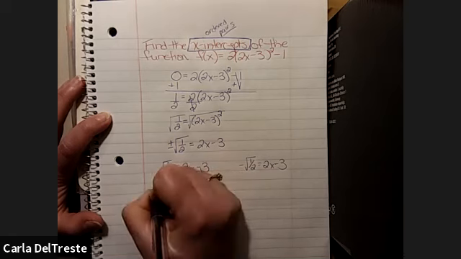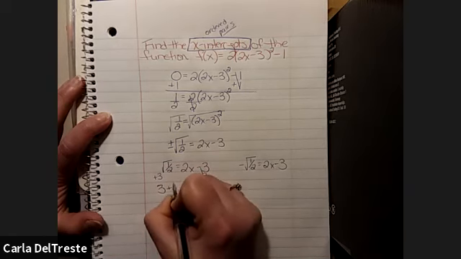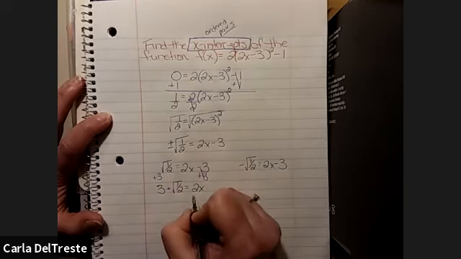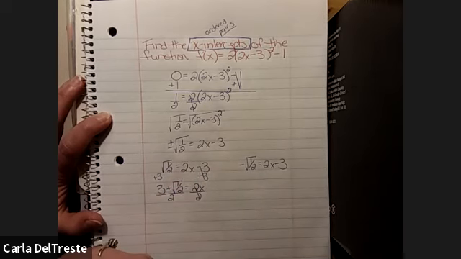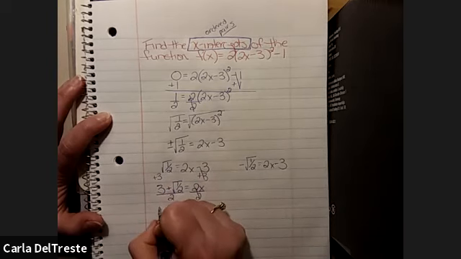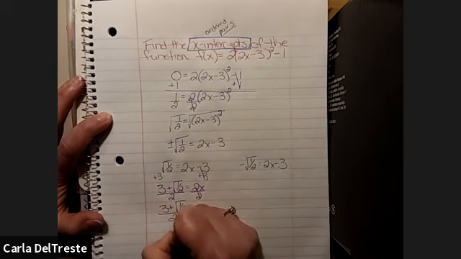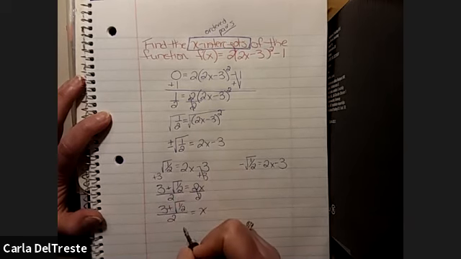Add 3 to both sides. So we get 3 plus the square root of 1/2 equals 2x. And then divide both sides, everything, by 2. And I get (3 plus the square root of 1/2) all over 2 equals x. So that was for my positive.